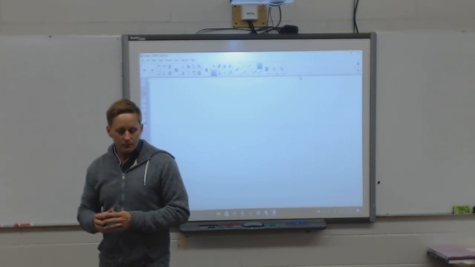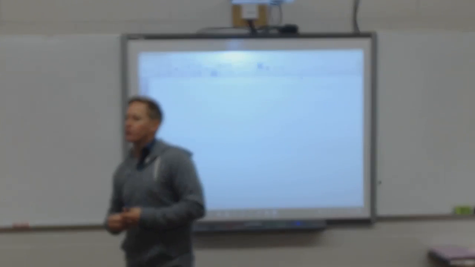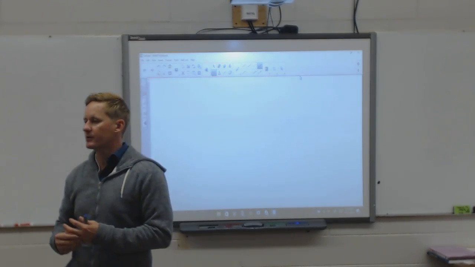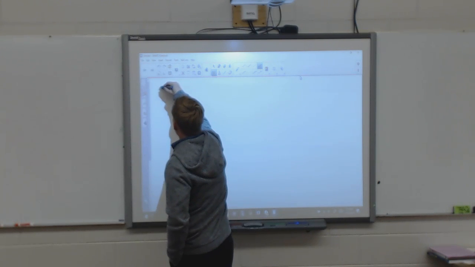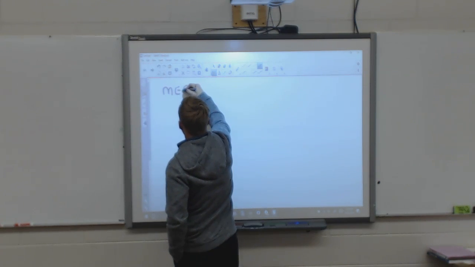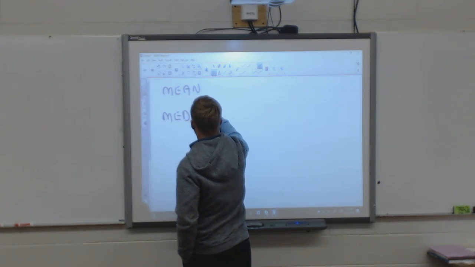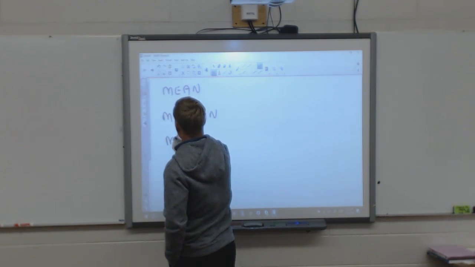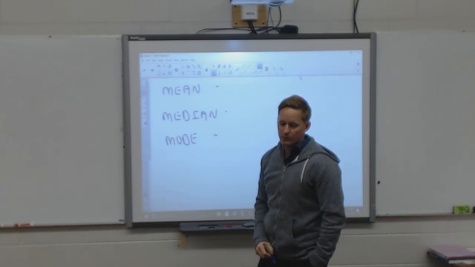Okay? So where this all starts is this. We're going to look at measures of central tendency today, which is the start of statistics. And there are 3 ways in which we measure central tendency: mean, median, and mode. Okay? Have you seen these 3 words before? Yeah.